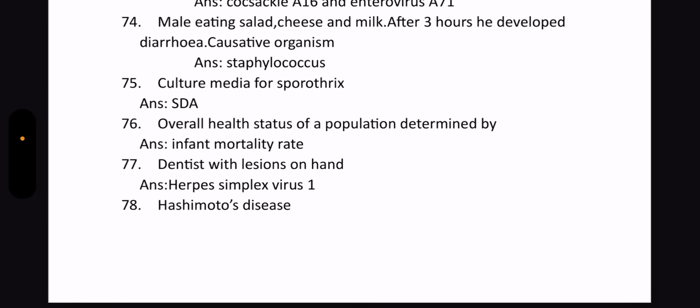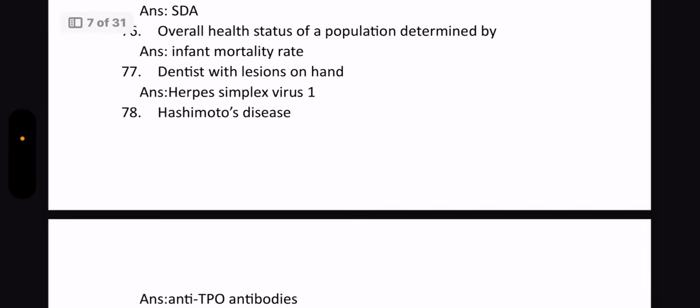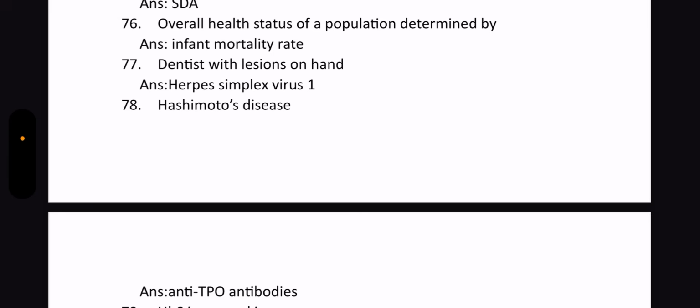Next, male eating salad, cheese and milk. After 3 hours, he developed diarrhea. Causative organism is Staphylococcus. Next, culture media for Sporothrix. Answer is SDA. Next, overall health status of a population is determined by infant mortality rate. Next, dentist with lesions on the hand. Answer is herpes simplex virus 1.